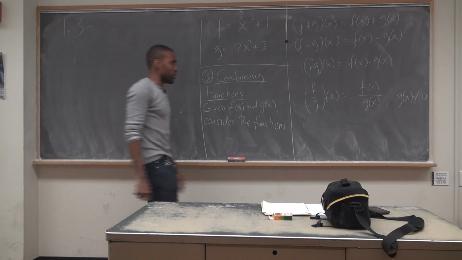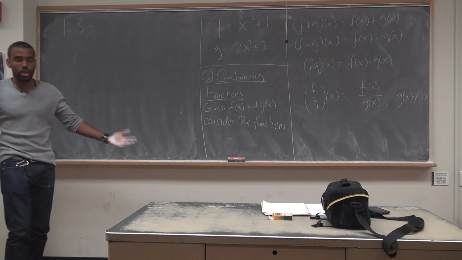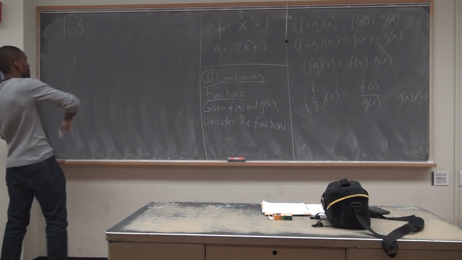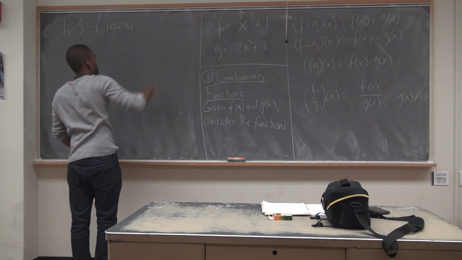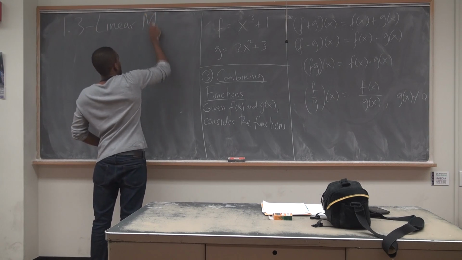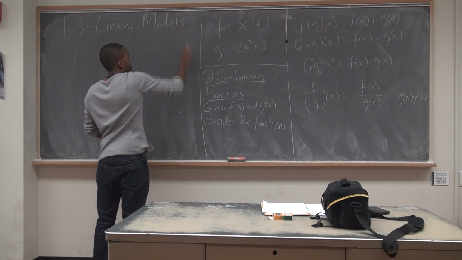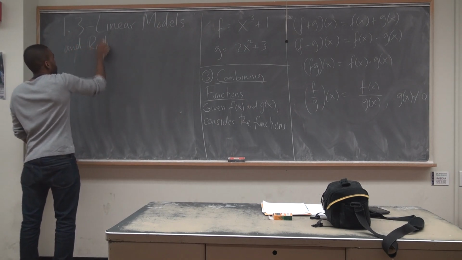I'll start 1.3. We won't finish it, but it's totally familiar stuff. It's basically straight lines. I'm going to remind you of the equation of a straight line and the slope of a straight line and all that stuff. But I still won't finish it because I'm going to want to do some word problems here, which we won't have time for. Linear models. And I believe it's called rates of change.